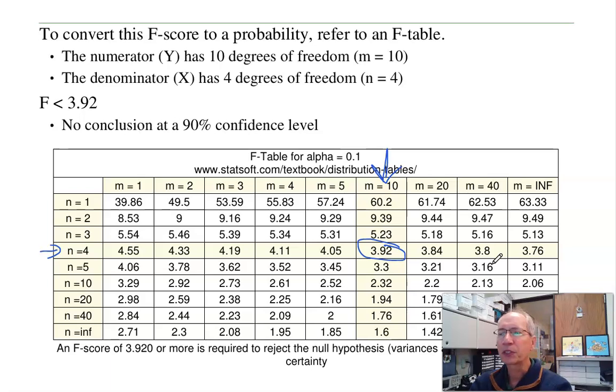If the F-score was greater than 3.92, I can conclude with 90% probability that the variances are different. I don't have that, so I can't make any conclusion with a 90% confidence level. That's basically an F test.